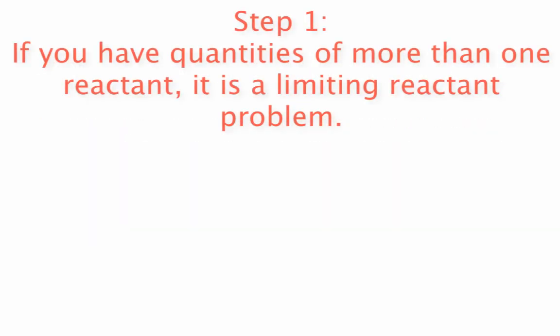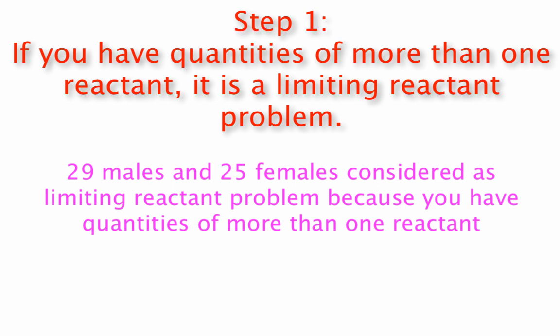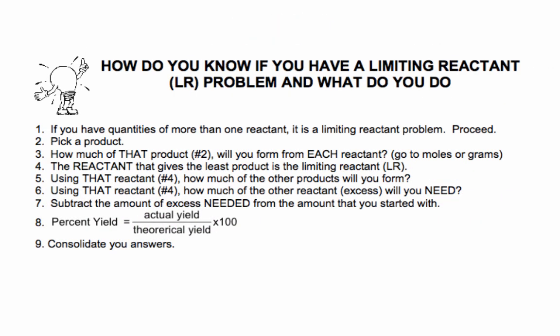Step 1. If you have quantities of more than one reactant, it is a limiting reactant problem. You may proceed. You don't have to follow these steps if you don't have a limiting reactant problem. Well, what do you mean? In the first example, you only have 20 males to form 20 couples. Not a limiting reactant problem. In the second example, you have 29 males and 25 females. This is considered a limiting reactant problem because you have quantities of more than one reactant. Now that we have a limiting reactant problem, we can proceed to step 2.